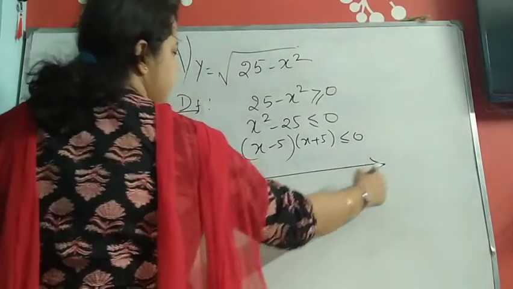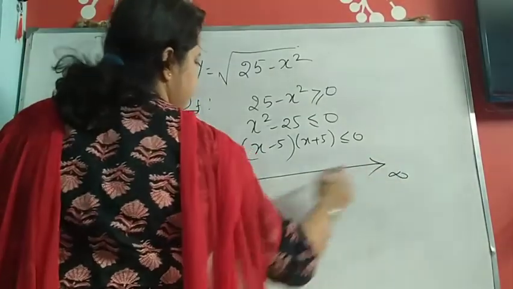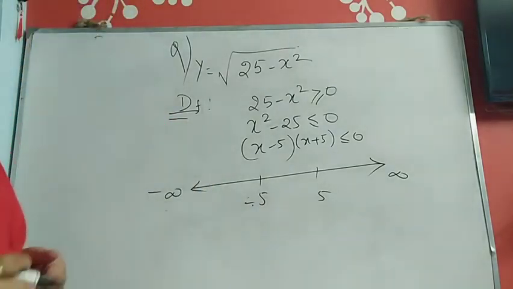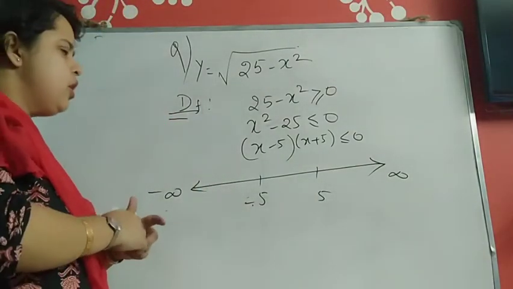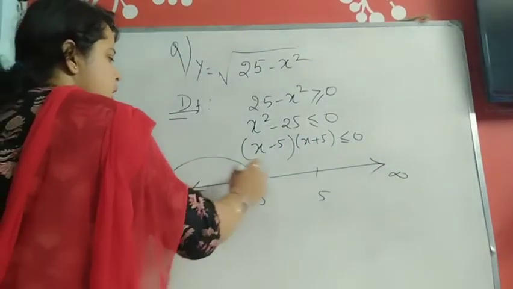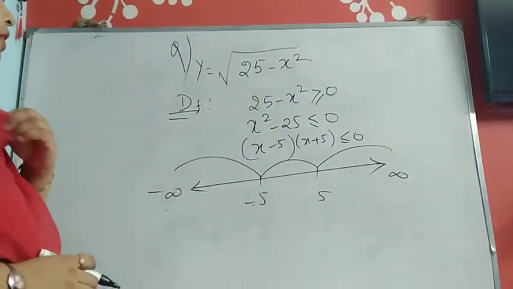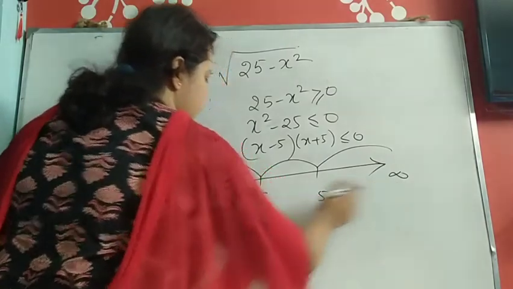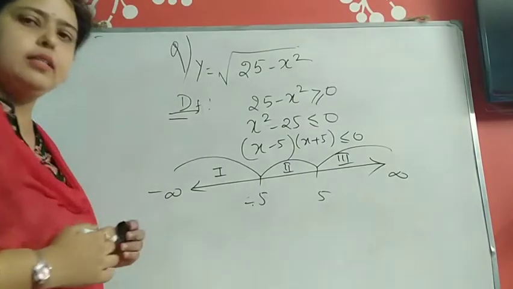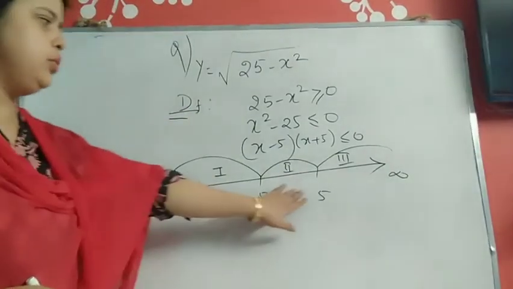Now on the real number line, we can observe the behavior of this particular function. For that, what we will do, we will find out the zeros of your quadratic inequality. So what are the zeros? It is minus 5, it is plus 5. Now, this entire number line is split into 3 intervals. I hope you all understand. We split it into how many intervals? 3 intervals. 1, 2 and 3.